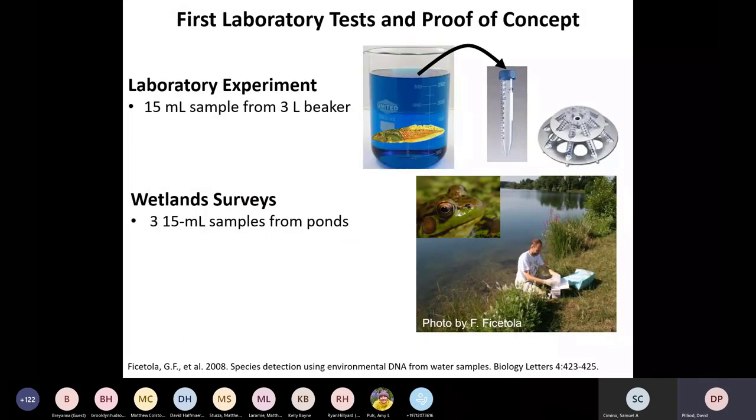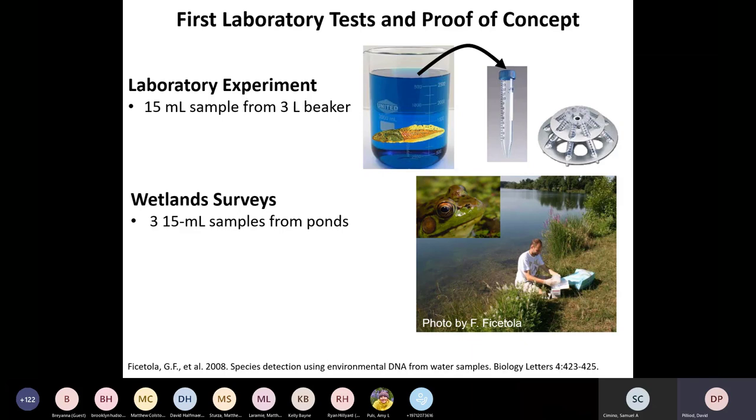And what he did is he thought, well, let's start with the simplest model system. Let's take a tadpole from the bullfrog, put it in 3 liters of water and leave it there for 24 hours. Let it do what it's doing in the water, and then extract samples or aliquots from this beaker of water. And he chose 15 milliliters as a sample volume, and then used an extraction technique and a PCR technique to see if he could detect bullfrogs. And sure enough, it worked. And that has been the catalyst for this rapidly developing field that's happened over the last 12 years.